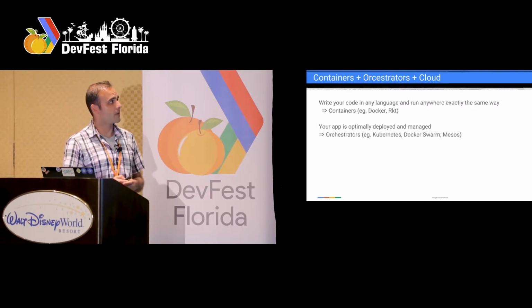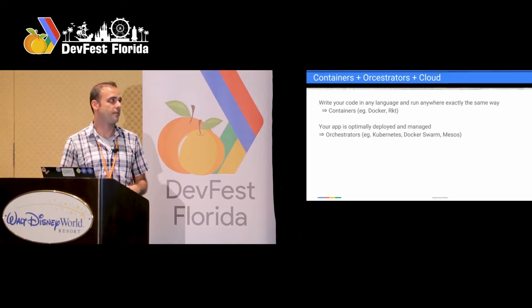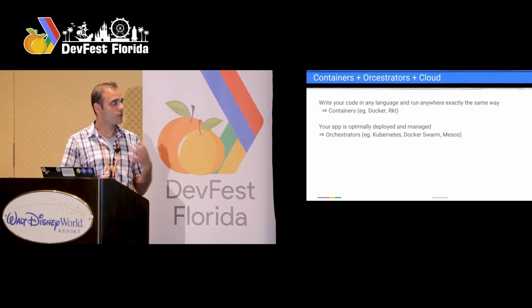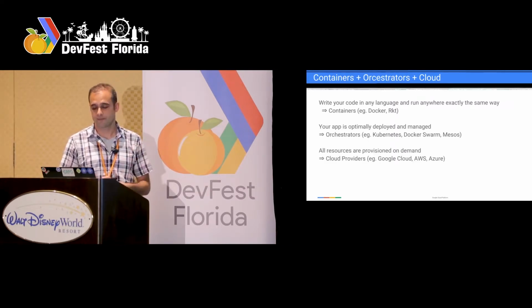The second thing about your app being optimally deployed and managed, that's the whole point of container management platforms. So Kubernetes, Docker Swarm, Mesos, and many others, they all try to do this. They all try to take your containers and find a way to deploy them on the infrastructure that you have and manage them as well. So if something goes wrong, try to fix it, things like that.